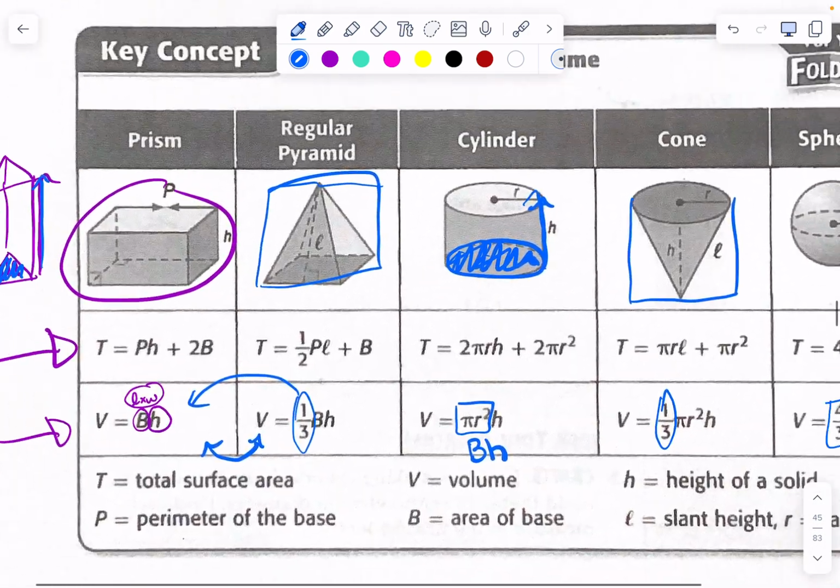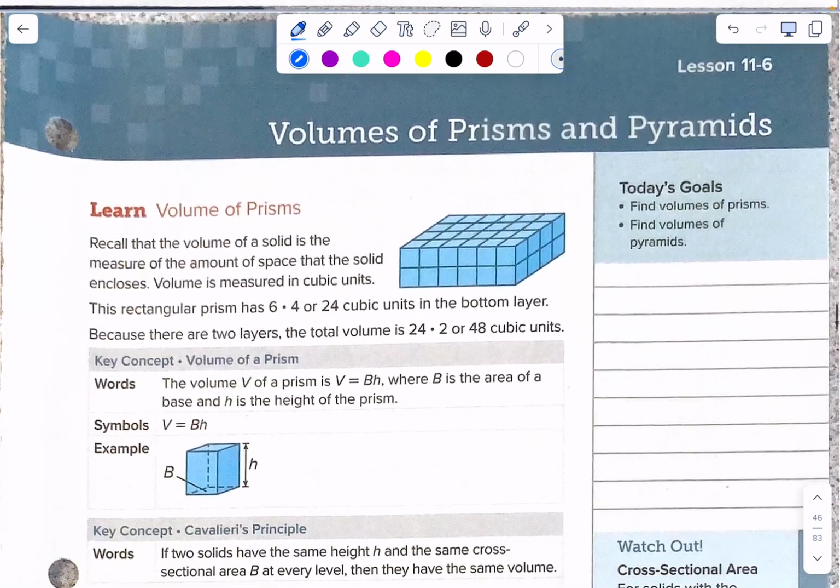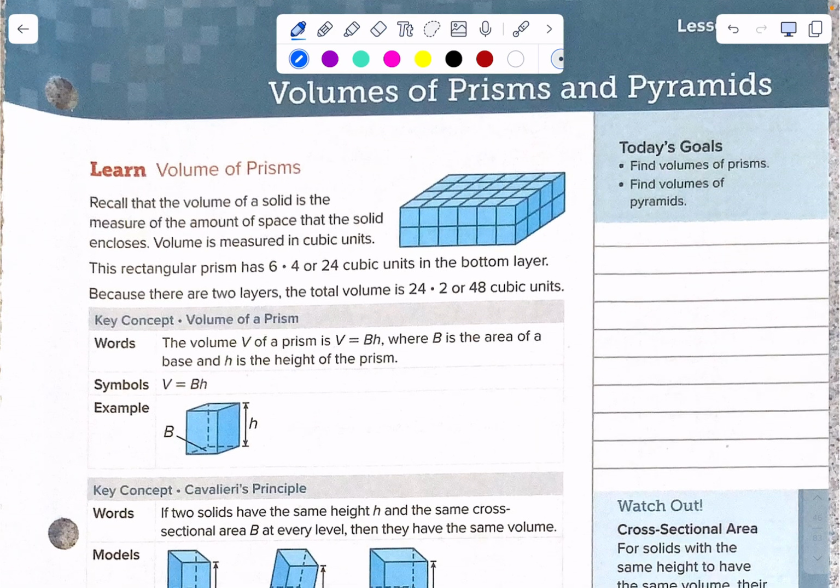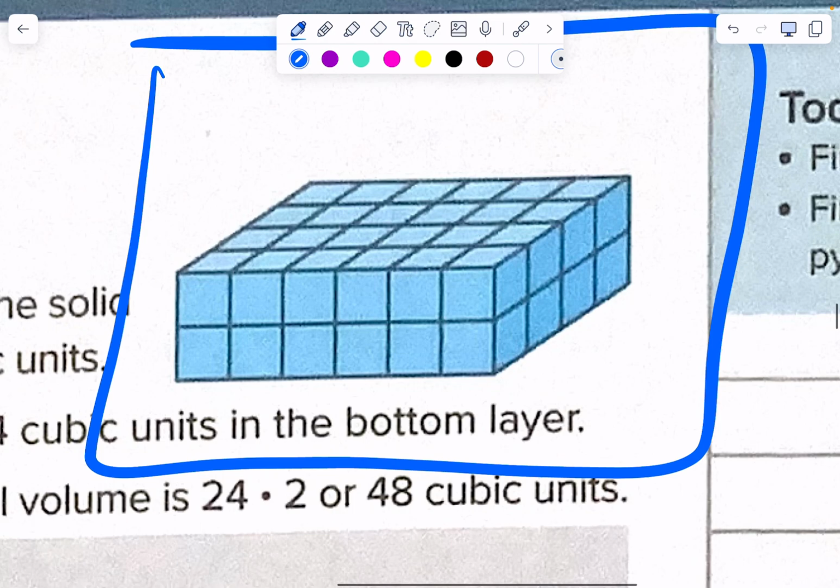So make sure you hold on to this guy, and then we'll go through and do some problems. Here we go. All right. Keep in mind that when we are finding volume, at this very top, I like this little picture that they have. When you're finding volume, you are literally finding how many cubes will fit inside of a figure, right? Okay? So like this one is a 2 by 6 by 4, right? So how many cubes are there total?